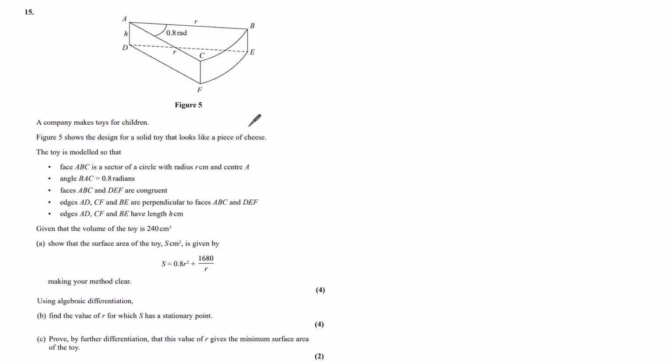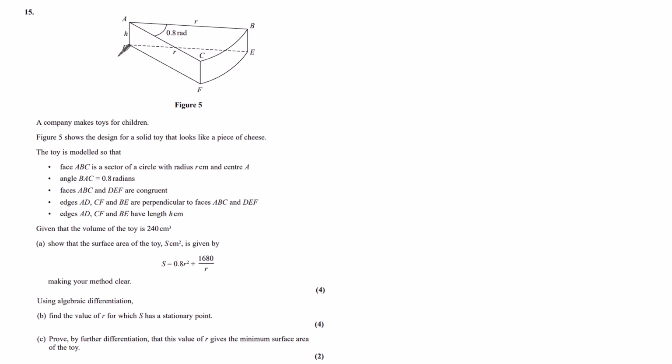Question 15. A company makes toys for children. Figure 5 shows the design for a solid toy that looks like a piece of cheese. The toy is modelled so that face ABC is a sector of a circle with radius R and centre A. Angle BAC is 0.8 radians.